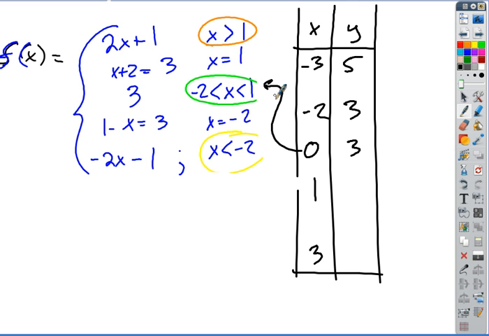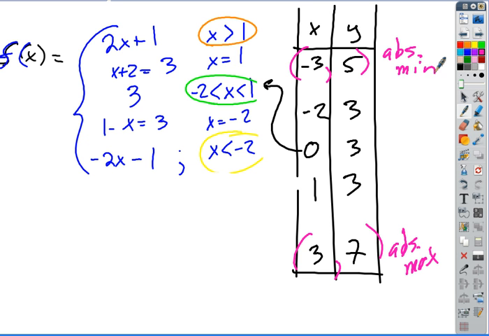F of 0, if I pick an x value of 0, that puts me here. At 1 we get 3, and at 3, we get 7. Did I do that backwards? No, I did it right. Okay, so what are the winners? What's the absolute maximum? There's the winner. There's the other winner. And there is no peak or valley, so there are no relative extremes.